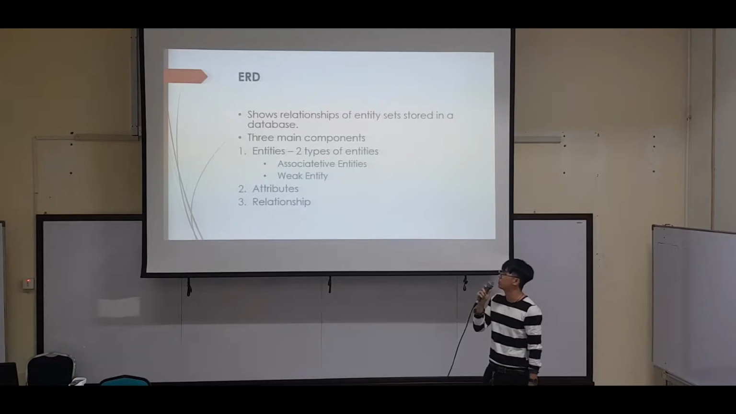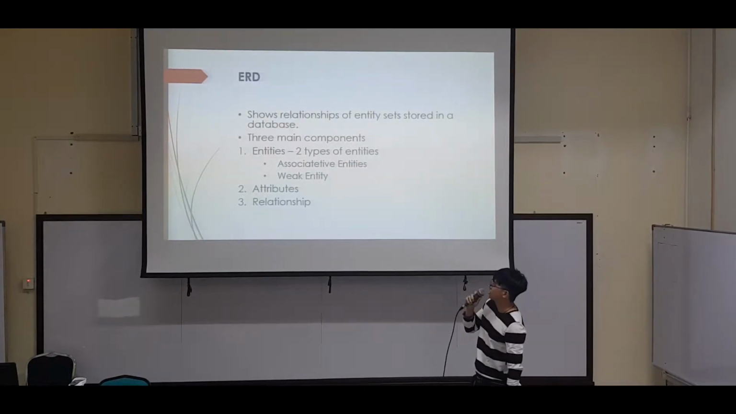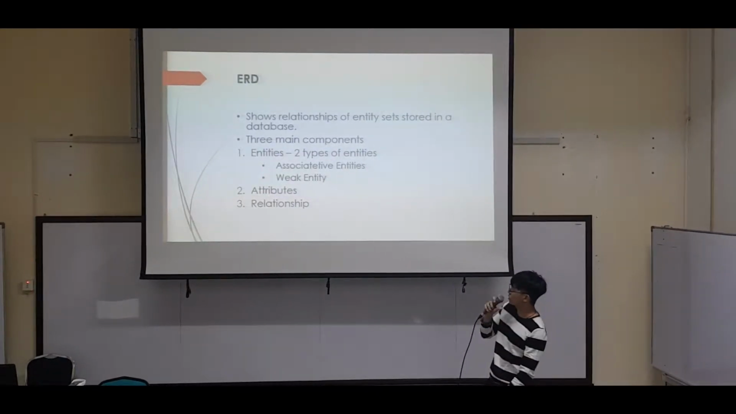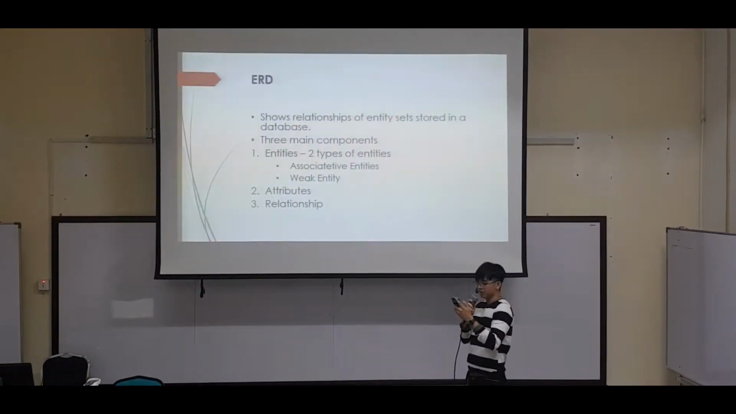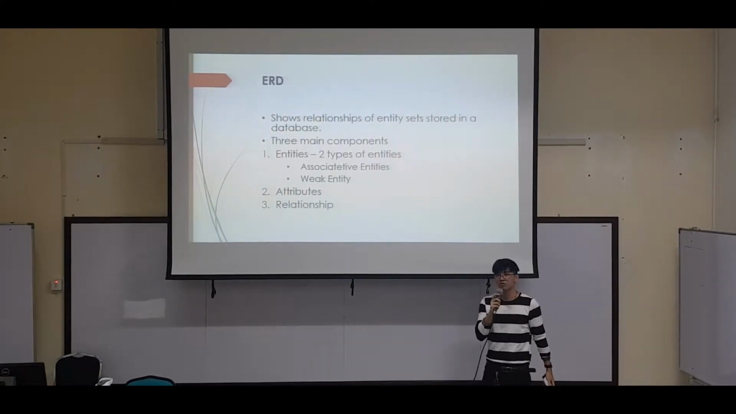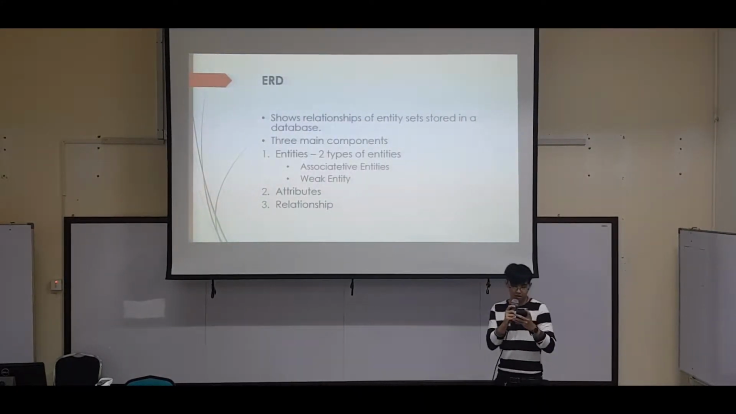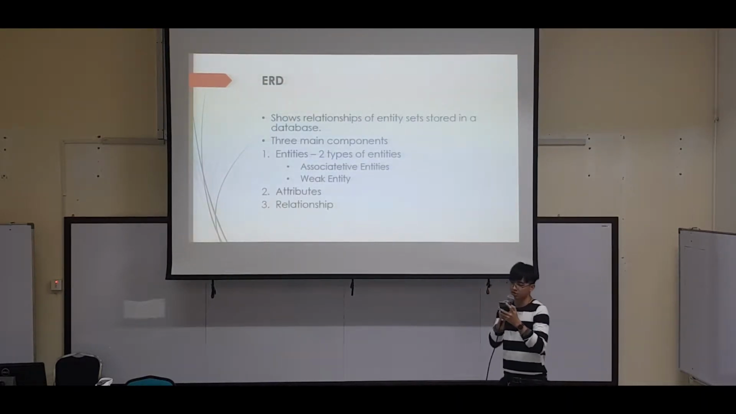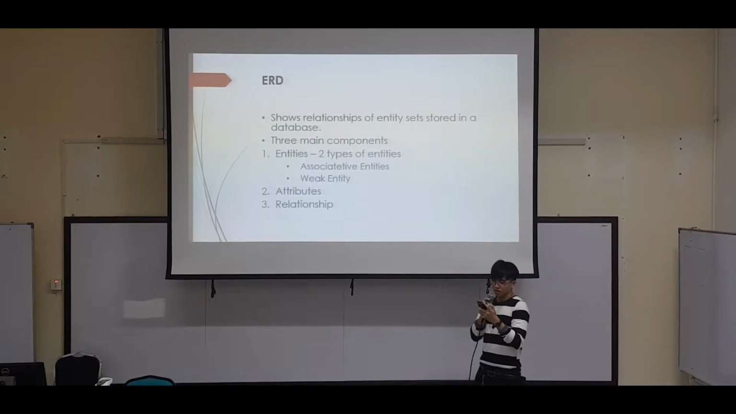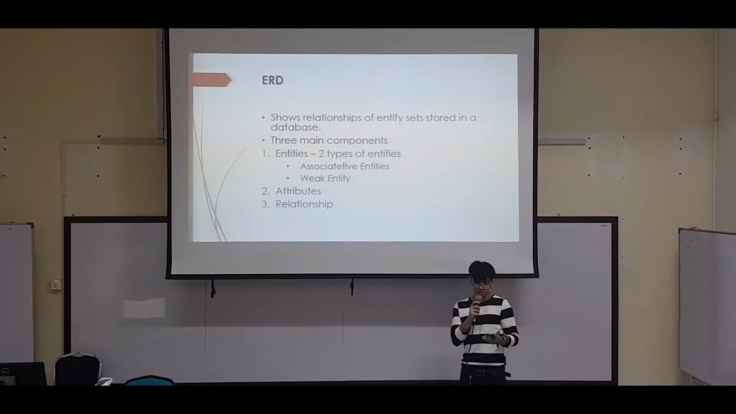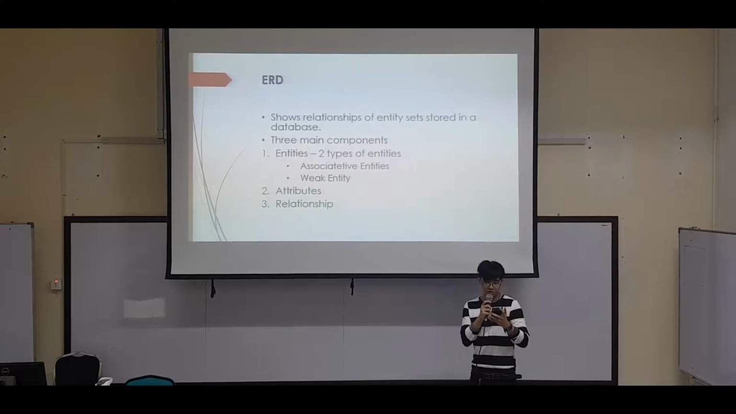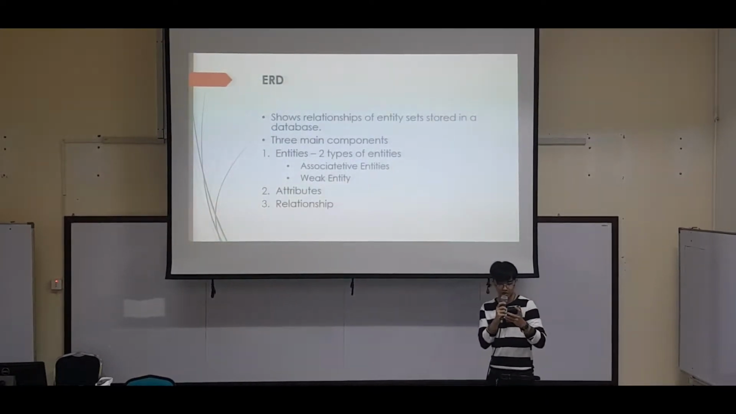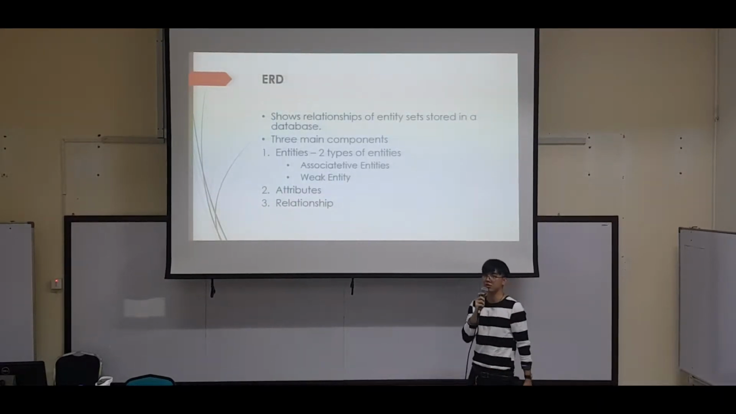There are 3 main components in ERD. The first ones are entities, attributes, and relationships. There are 2 types of entities: associative entities and weak entities. An entity is a thing for which we want to store information. Associative entities are referred to as composite or bridge entities. Associative entities may contain additional attributes that play no role in the identification process, and are used to represent a many-to-many relationship between 2 or more entities.